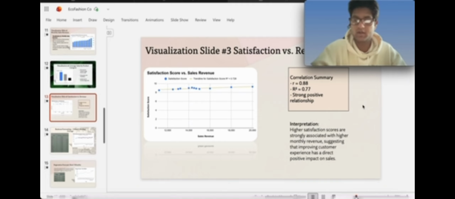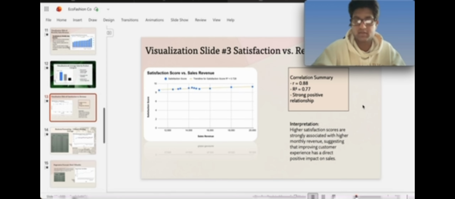This relationship highlights how important customer experience is to the company's success. Factors such as product quality, sustainability practices, website usability, and customer service can directly influence revenue. Satisfied customers are more likely to make repeat purchases, leave positive reviews, and recommend the brand to others.